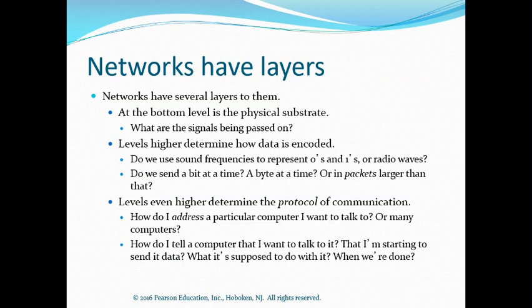Networks have several layers to them. At the bottom level is the physical substrate. What are the signals being passed on? This is the actual copper wire or whatever in the cable itself that passes your internet access from your ISP or whoever. Levels higher determine how data is encoded. Do we use sound frequencies to represent zeros and ones, or radio waves? Do we send a bit at a time, a byte at a time, or in packets larger than that?